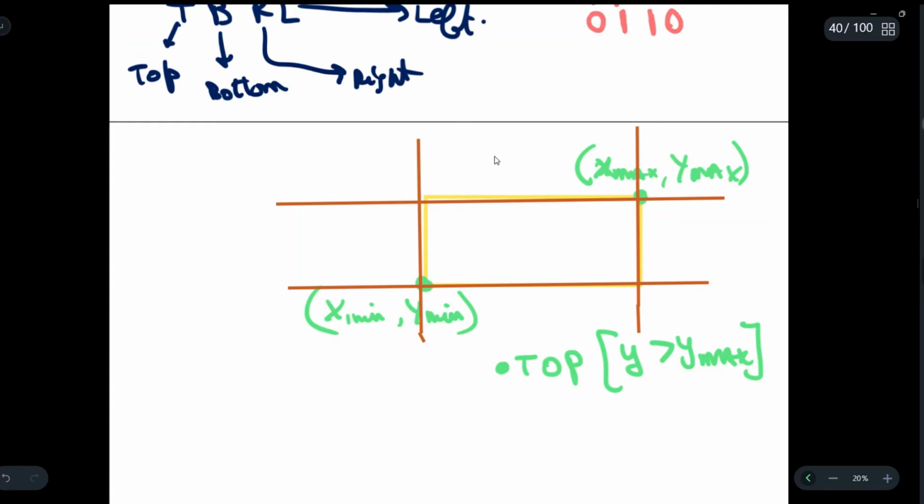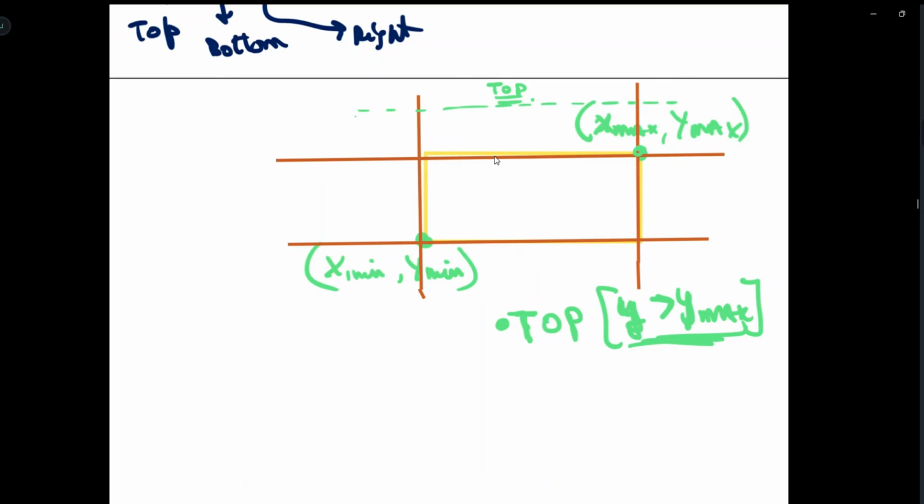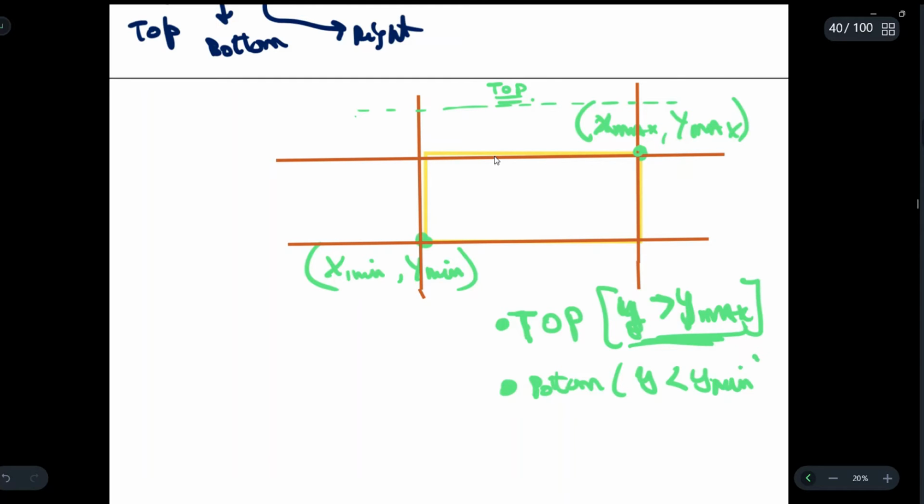Now let us see what we mean by this: if the y coordinate of a point is greater than y max, then it will lie on the top. Suppose a coordinate has y greater than y max, then it will lie somewhere in this region. This region is always given as the top. So this means that the coordinate that we are given will lie at the top. Similarly, for a point to lie at the bottom, the y coordinate should be less than y minimum. That is this coordinate. Now if the y coordinate is less than y minimum, then it will lie over here, that is at the bottom.